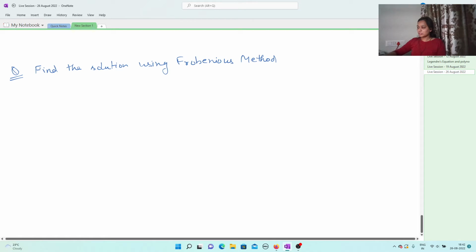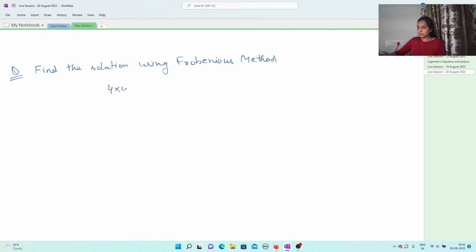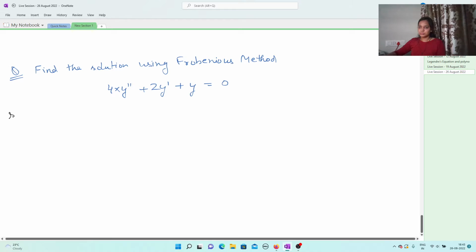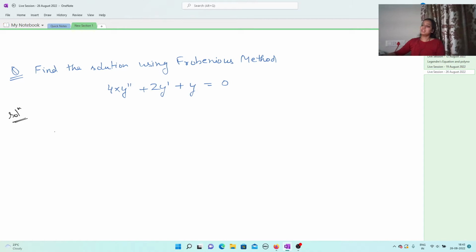Okay, and the given equation is 4x y'' + 2y' + y = 0. Now first we have to check which is the singular point and whether it's regular singular or not, and then we will apply the Frobenius method around that particular singular point.